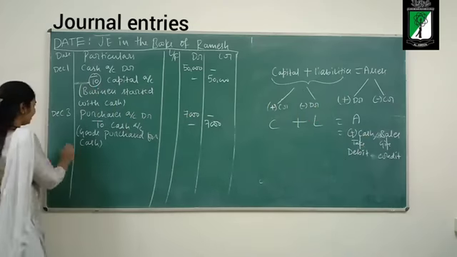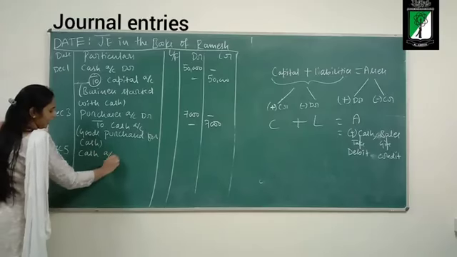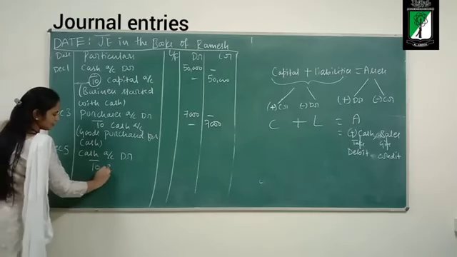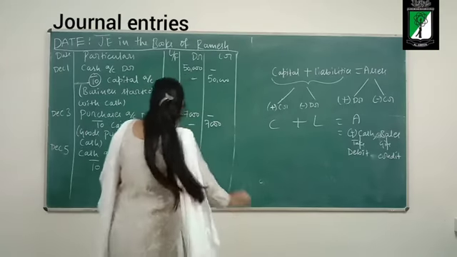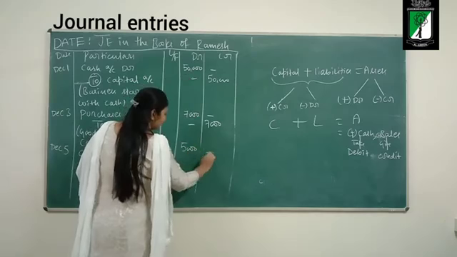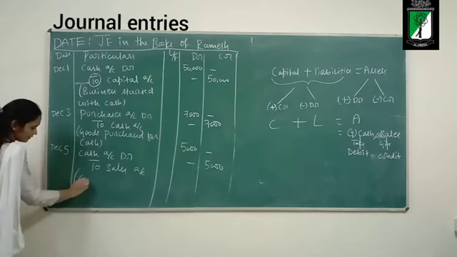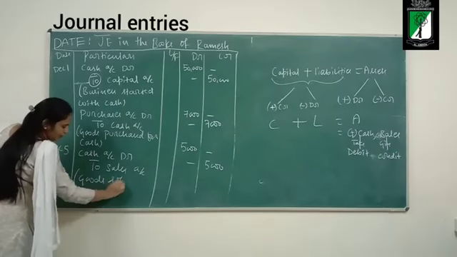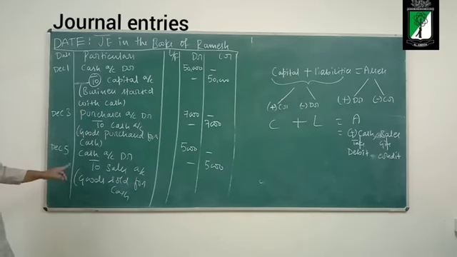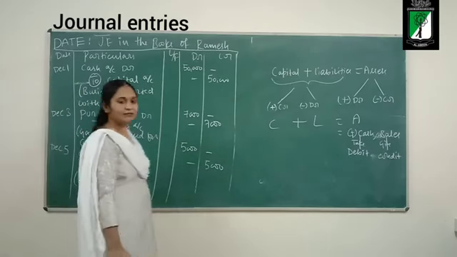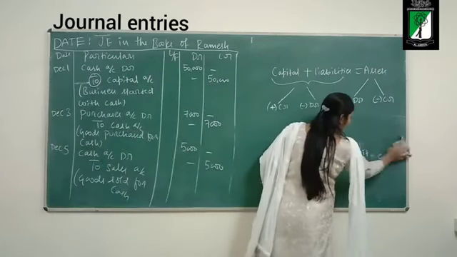Okay. So what is the journal entry? December 5th. Cash account debit to sales account. What is the value of the goods? Rupees 5,000. Narration: goods sold for cash. Now let me explain this passing of journal entry with the help of the traditional approach.